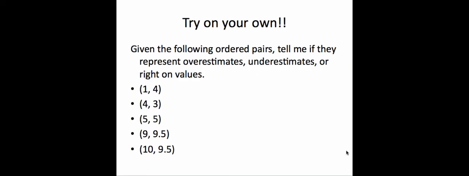Given these values that are down here in ordered pairs, please tell me if they are overestimates or underestimates based off of the information that I've given to you already earlier in the video. Make sure you're getting your written explanation down and have a good day.